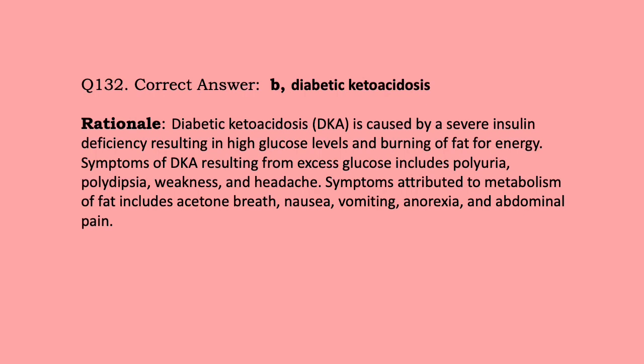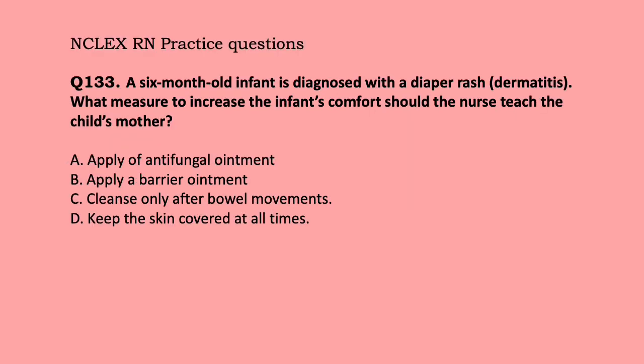Rationale: diabetic ketoacidosis, DKA, is caused by a severe insulin deficiency resulting in high glucose levels and burning of fat for energy. Symptoms of DKA resulting from excess glucose include polyuria, polydipsia, weakness, and headache. Symptoms attributed to metabolism of fat include acetone breath, nausea, vomiting, anorexia, and abdominal pain. NCLEX RN Practice Questions.